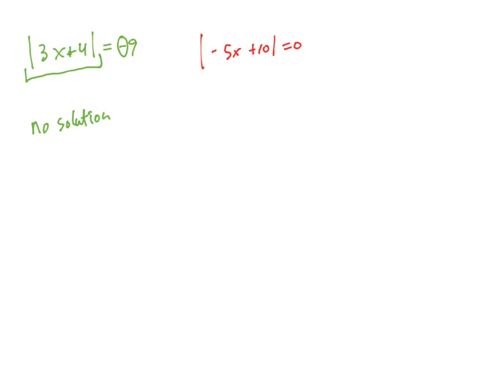And if we have an absolute value expression that's equal to 0, well, it doesn't make sense to branch this into two different equations where we would have plus 0 and minus 0. We're just going to remove the absolute value symbol and solve this. So negative 5x plus 10, when is that equal to 0? It's when x is equal to 2. So there's only one solution here, and that's going to be x equal to 2.